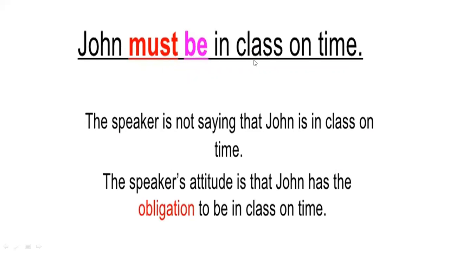Next, John must be in class on time. The speaker is not saying that John is in class on time. It shows the speaker's attitude is that John has the obligation to be in class on time. So here it shows the attitude of the speaker that John has the obligation to be in class on time, and he's not at all saying that John is in class on time. So you have to see the difference.